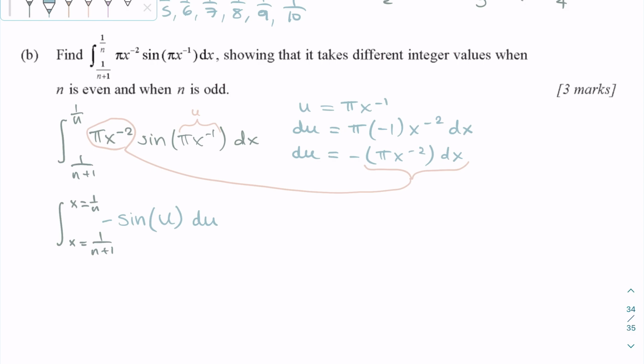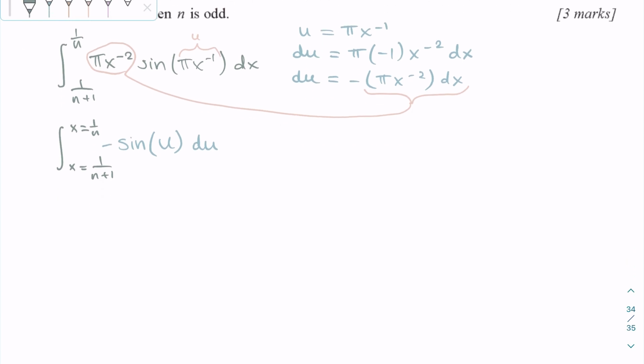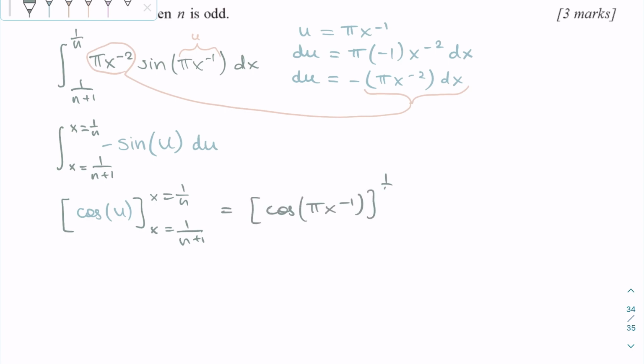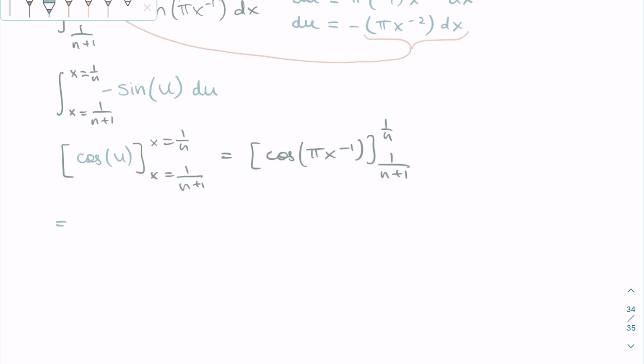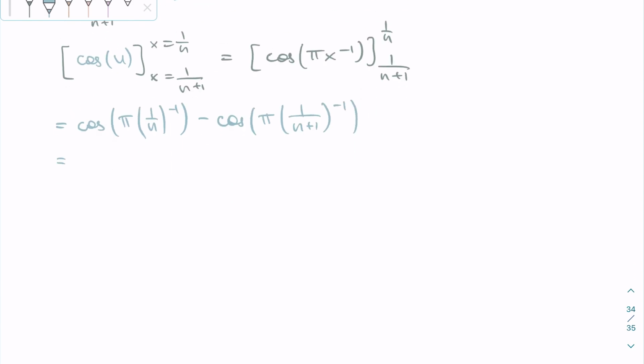So now it's a lot easier for us to integrate this simple function. We know that cosine differentiated is minus sine, so it follows that minus sine integrated is cosine. We can then substitute back the substitution for u, so we get the function in terms of x instead of u. Then we can just use the fundamental theorem of calculus and substitute in the limits for the integral and just subtract the lower bound from the upper bound.